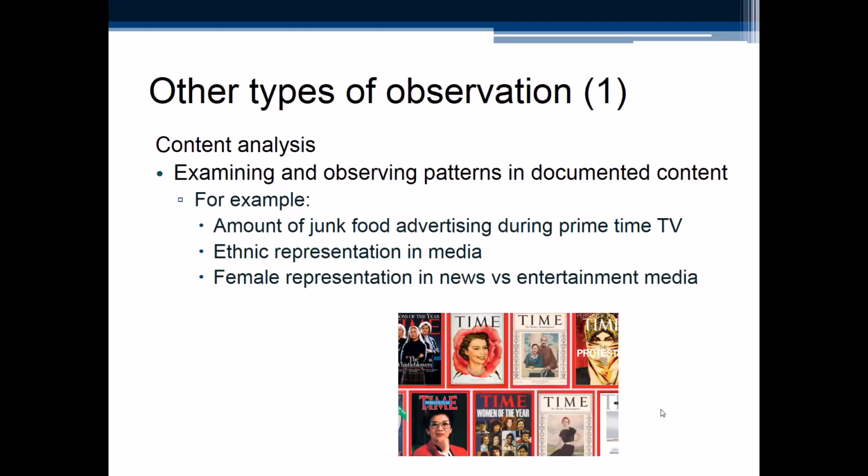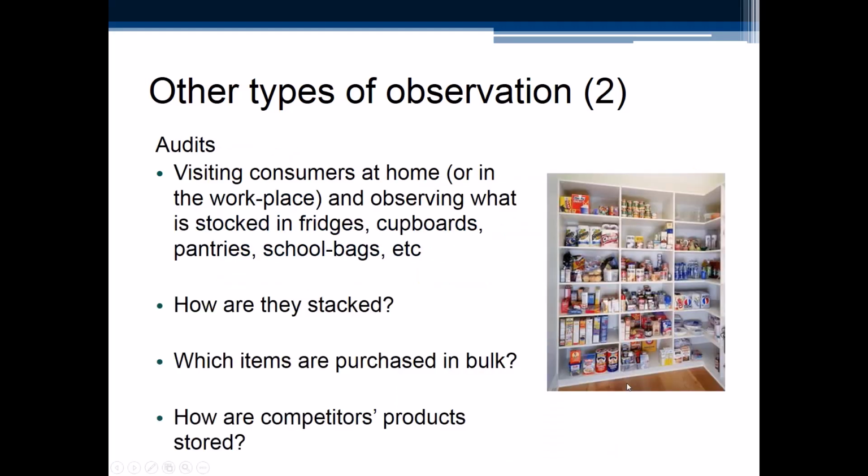Other types of observational techniques, just before we finish off, we've got a content analysis. A content analysis is a lot like your thematic analysis for your upcoming interviews, except rather than drawing out themes, what you would be doing is counting instances of something that occurred across a set of media or a set of documents. For example, you might run a content analysis on advertising within magazines to work out what proportion of ads is trying to promote junk food, or you might look at the types of ethnic representations that are in newspapers, or the level of female representation on the covers of entertainment magazines versus news magazines.